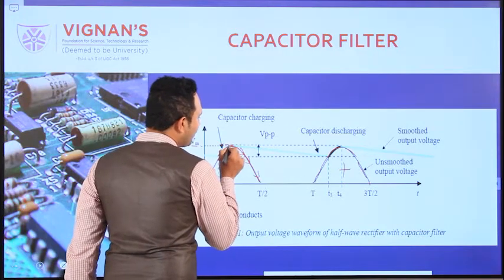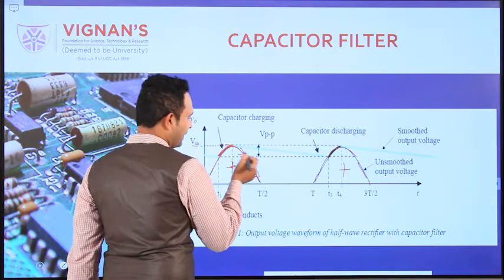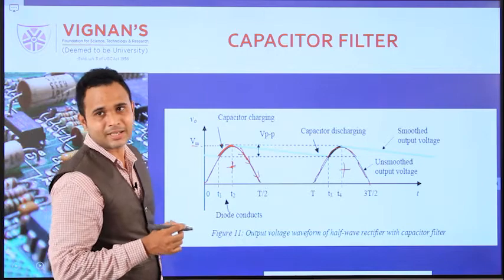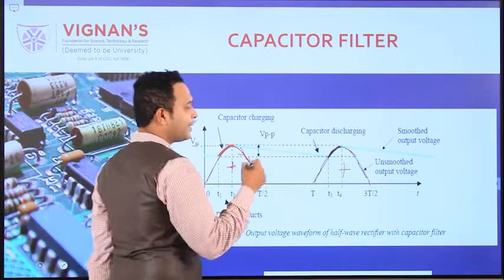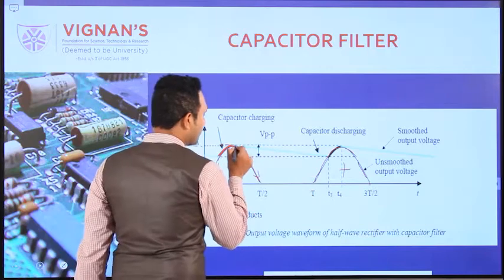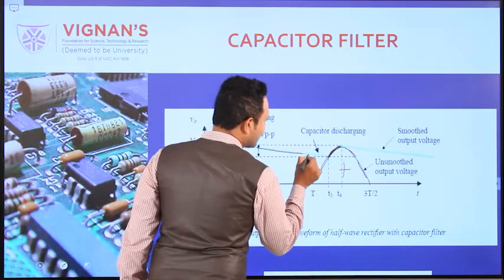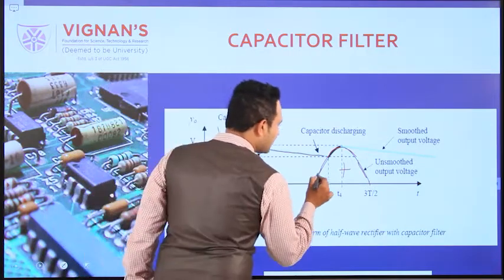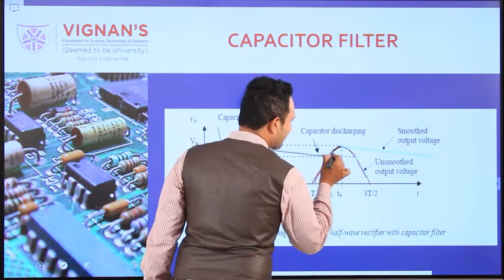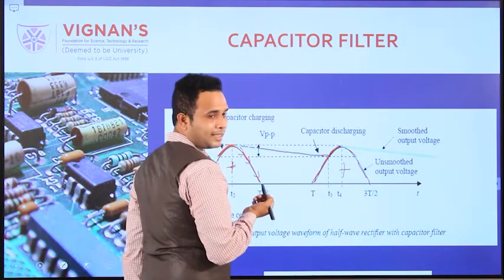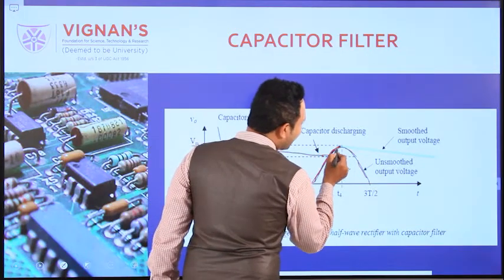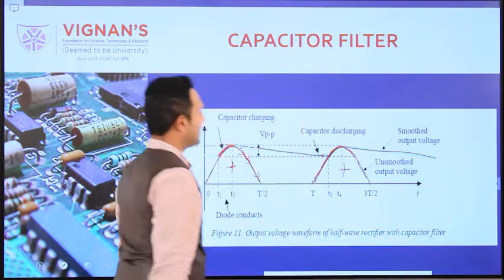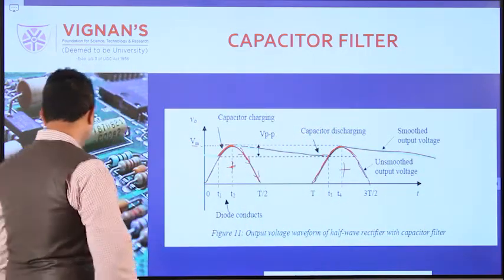When the positive peak goes down, the capacitor discharges. How it discharges depends upon the RL value, the load resistance value, so it will be discharged slowly. Then again a positive peak comes and the capacitor charges again. When the positive peak falls again, the capacitor discharges again, right? So what is the output for this?